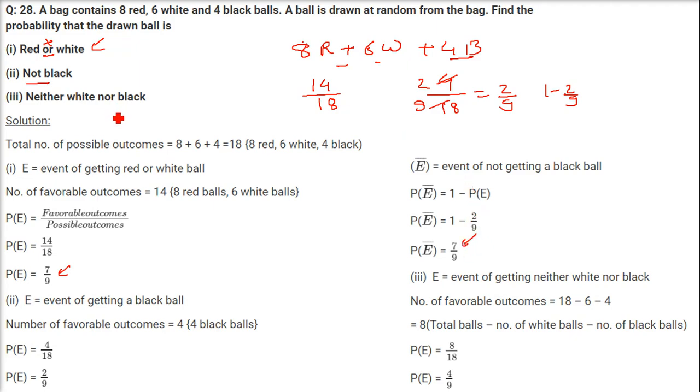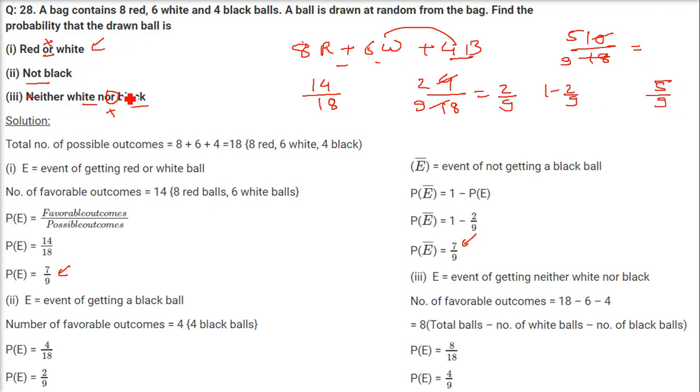Now neither white nor black. So let us see white and black. How many whites are there? How many blacks are there? Here we also have an or. So we will add them. 6 plus 4, that is white and black. 6 plus 4 is 10. Total is, of course, every time we are using 18. So 10 by 18. If you just simplify it, 2 5s are 10, 2 9s are 18. 5 by 9 is the probability.